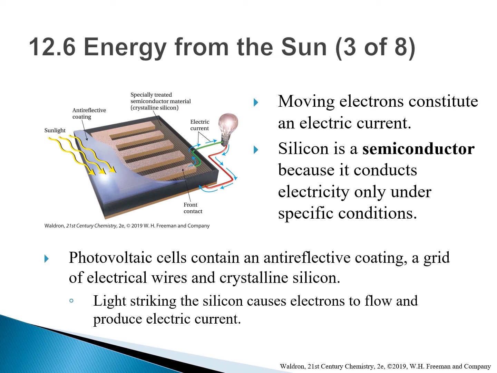On the top of the photovoltaic cell is an anti-reflective coating. This minimizes the reflection of light off the cell's surface, so that as much light as possible goes into the cell. Under the coating is a grid of electrical wires and contacts that carry electric current generated within the cell. Under these wires is a specially treated form of crystalline silicon. When light strikes this crystalline silicon, electrons flow to the front contact and then out of the cell. That electric current can be used to power a device, or it can be stored in a battery.